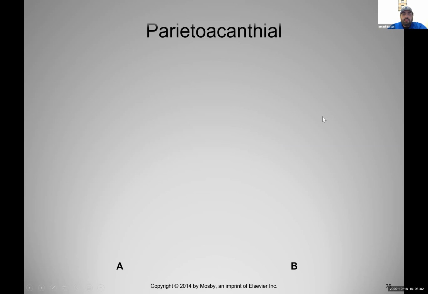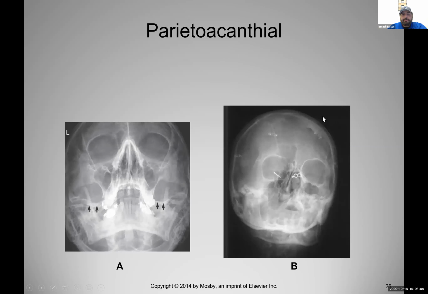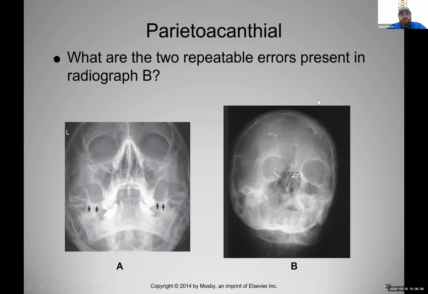Okay. Let's see, Waters projection. What are the two repeatable errors present in radiograph B? I'm not even going to ask you which one is the trouble one. We should know that B is the trouble one, right? Look at that thing. All right, A is the normal Waters projection. B, no bueno. All right, so what are some things we see here? Of course, if you said no marker, obviously no marker, right?